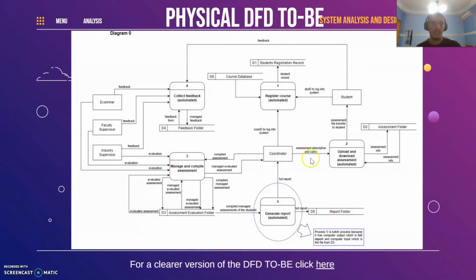Then you have our physical DFD 2B. As you can see here, we have five processes in this physical DFD 2B. We also have six data stores. Okay, so let's first talk about process number one, which is register course.